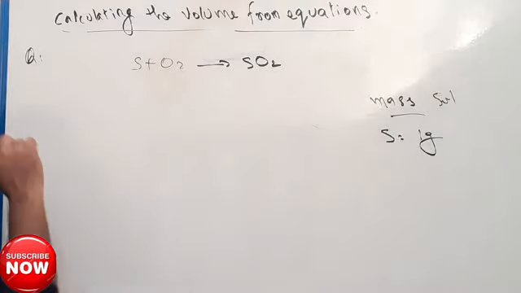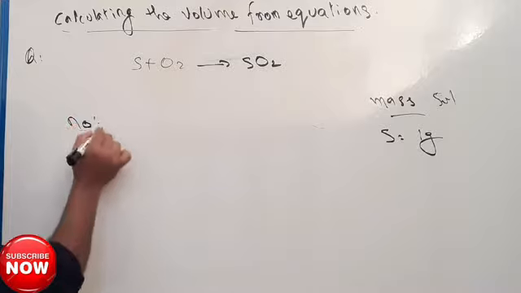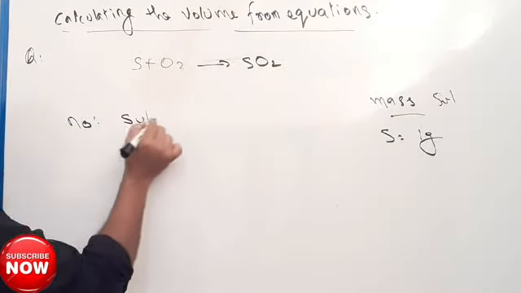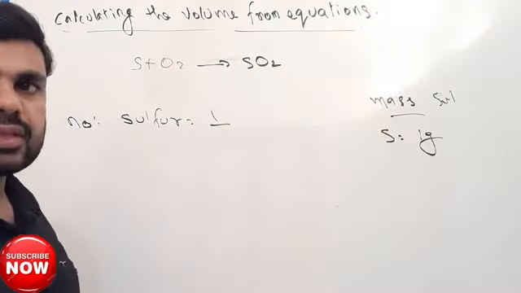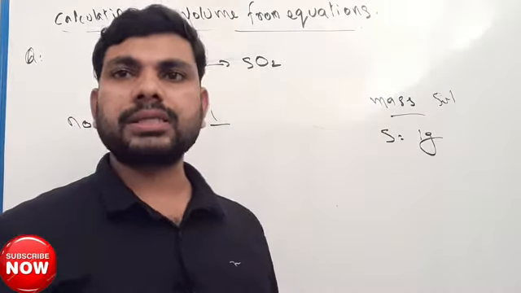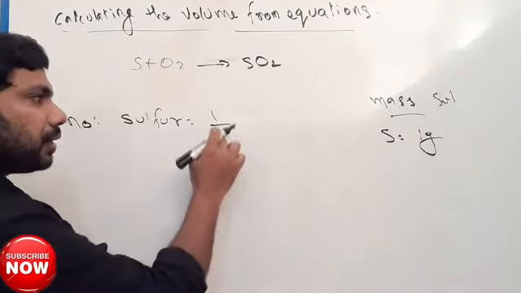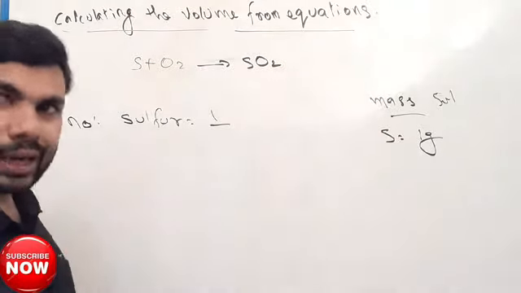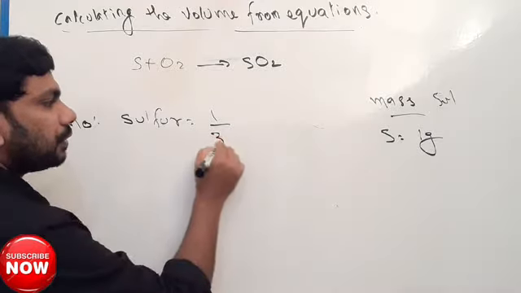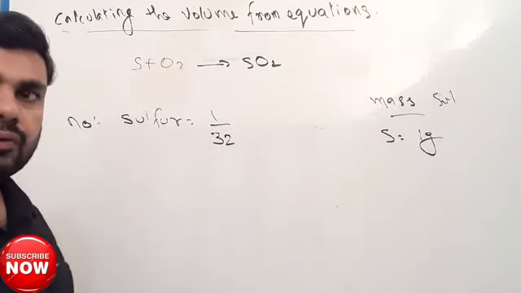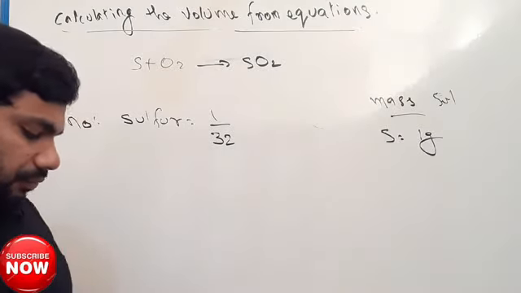Okay, so here you can find the number of moles of sulfur. Number of moles is equal to mass over molar mass. That is the equation to find the number of moles. Mass is 1 gram, divided by molar mass, molecular mass or atomic mass. Here it is sulfur, so you have to use atomic mass. Atomic mass of sulfur is 32. So the number of moles of sulfur is 1 over 32.